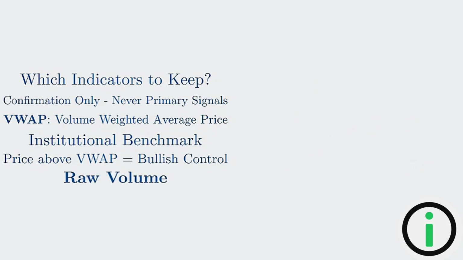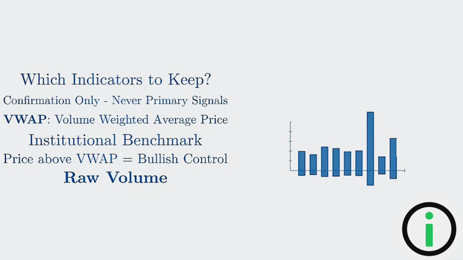Next, we look at raw volume. Volume is a leading indicator because it shows the intensity of a move. A price breakout on low volume is often a trap or a fake-out.